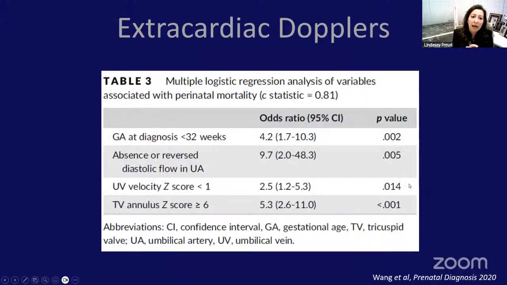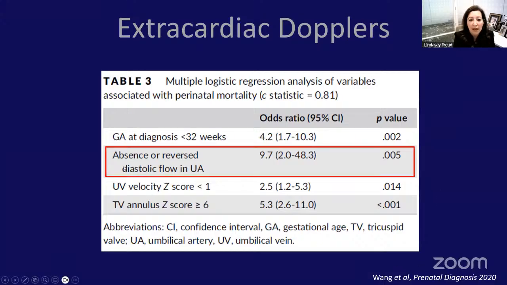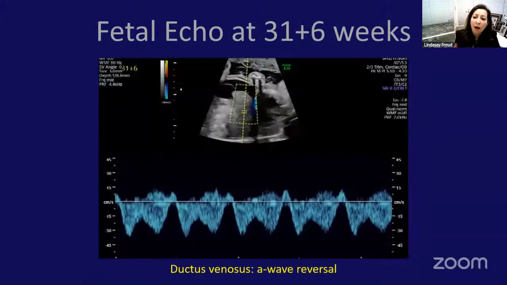So similar to how we found that PR was so worrisome in terms of a risk factor for perinatal mortality, when we looked at many of these variables, including many of our extracardiac Doppler signals, we see that the absence or reversed pattern of diastolic flow in the umbilical artery also connoted an almost tenfold odds of either fetal demise or neonatal mortality. So that corroborates the findings and underscores the importance of looking at all of these downstream indices.